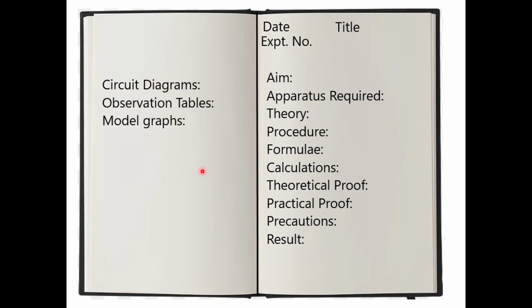So these rules they have to follow. These items should be only on the left side pages in your observation or record, and all the others must be only on the right side pages in your record or observation. So let us see how to write the manual for determination of transmission and hybrid parameters.